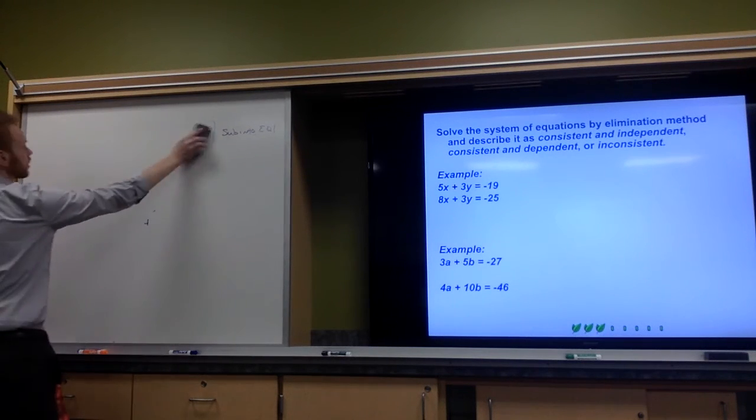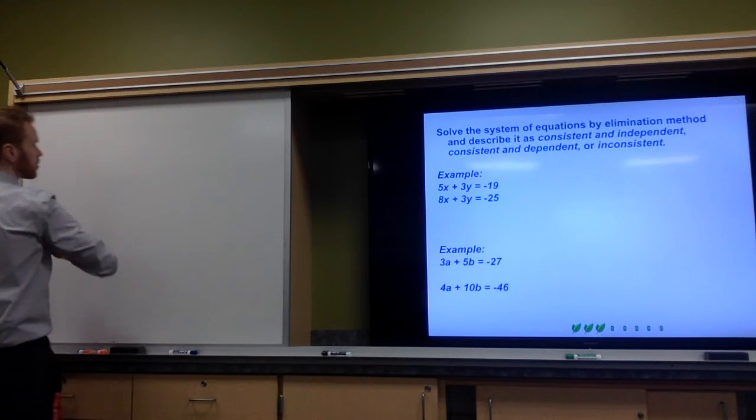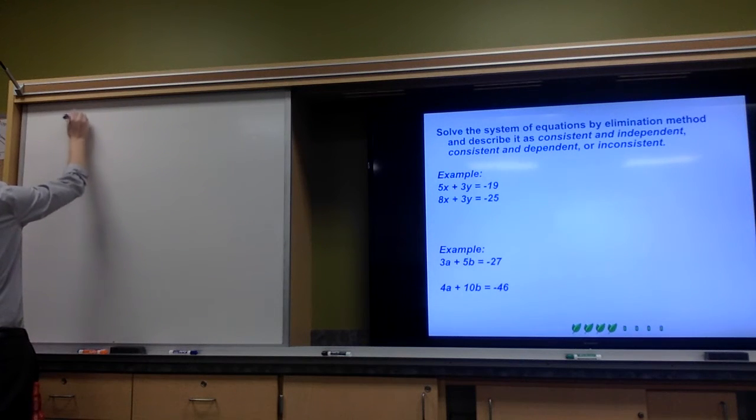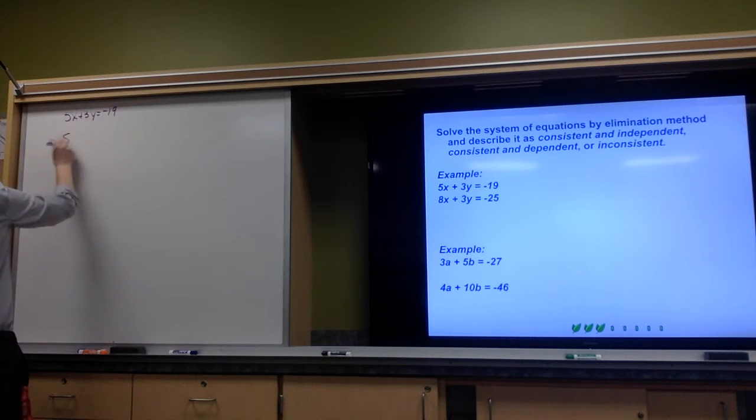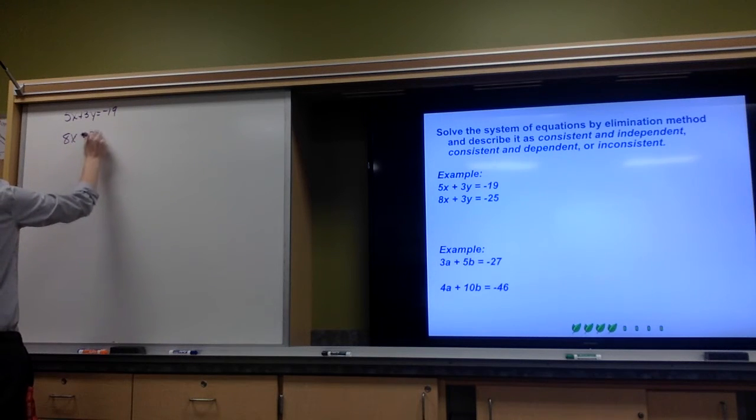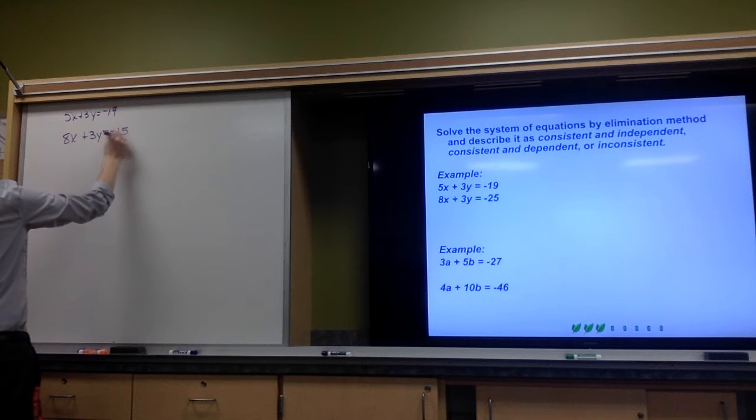Right up here. So we have 5x plus 3y equals negative 19. 8x plus 3y equals negative 25.